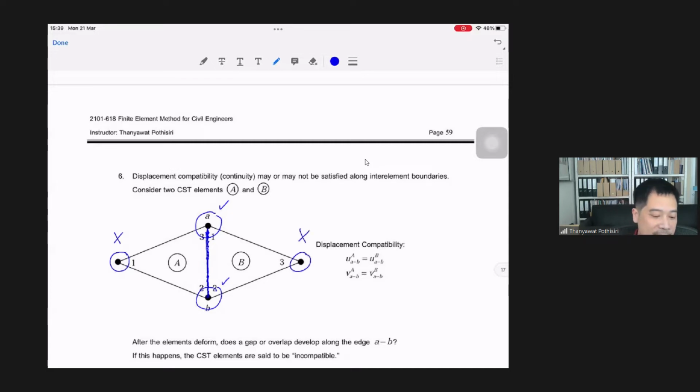So if this displacement is dependent only upon the nodal displacements here at A and B, then you would always have the same displacement function along this edge, or along this boundary. So in this case, you would also ensure displacement compatibility across element boundaries.